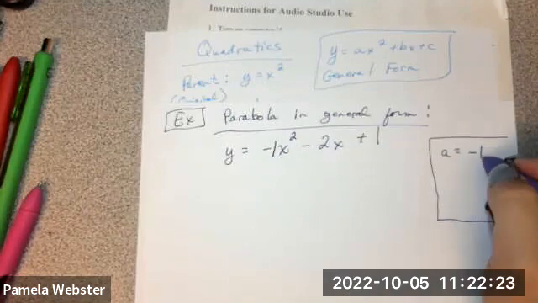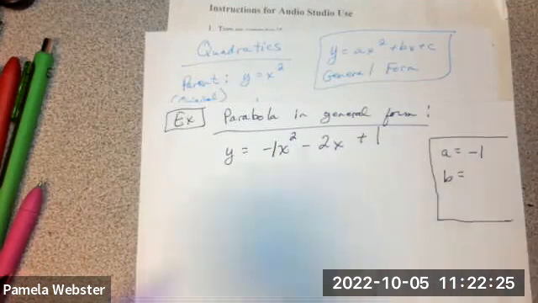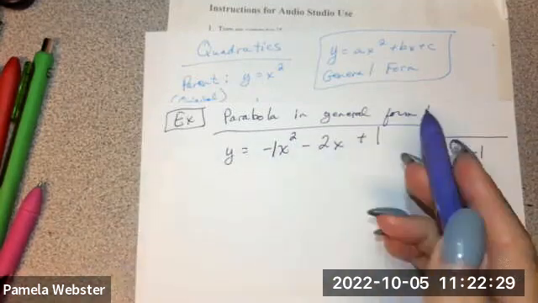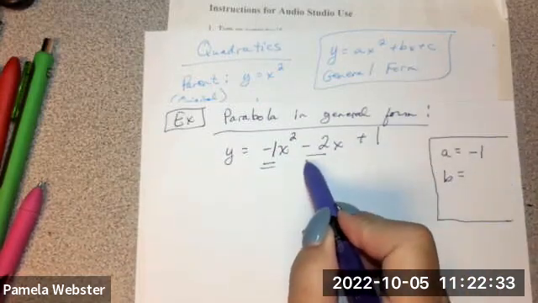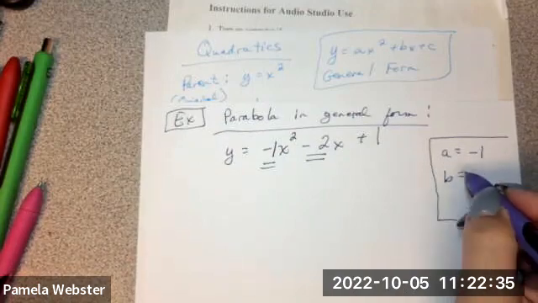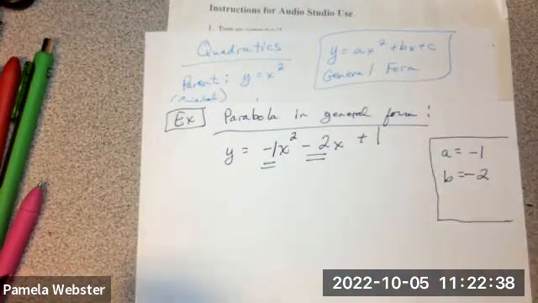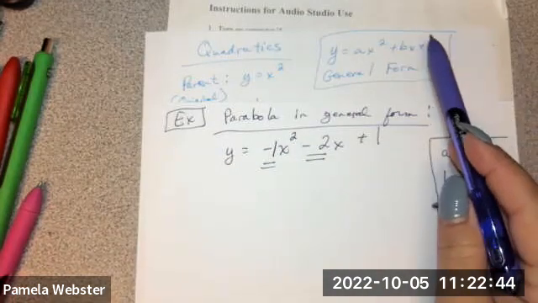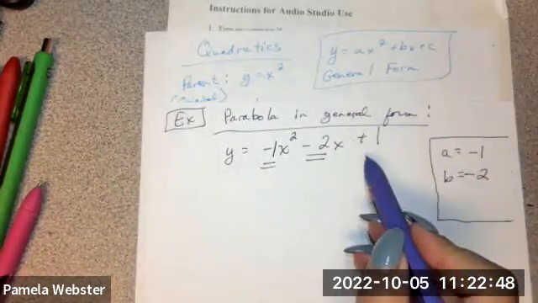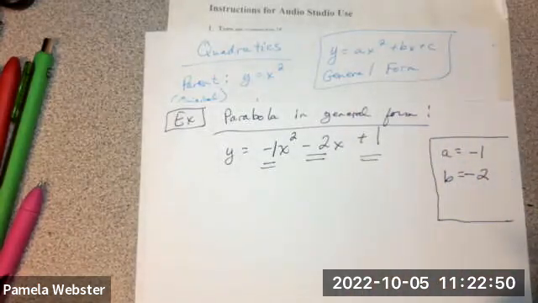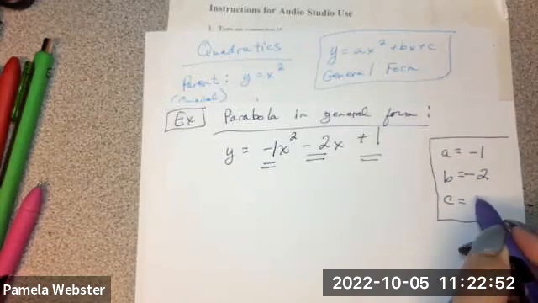Okay. And then what about my b? b is the coefficient that goes with your x term, right? So it's a -2. You're going to have to be able to see these and go, oh, there's my a, there's my b, there's my c. And the c is the constant that's just sitting out there by itself, right? So c kind of means constant here. So it's a 1. So c equals 1.